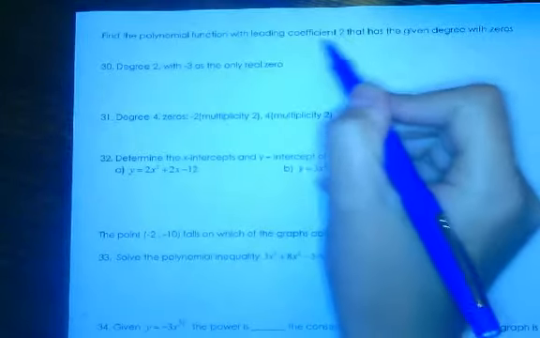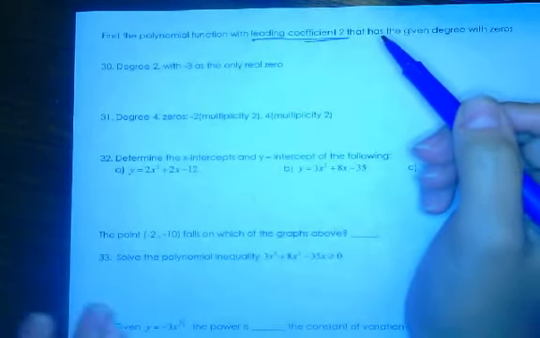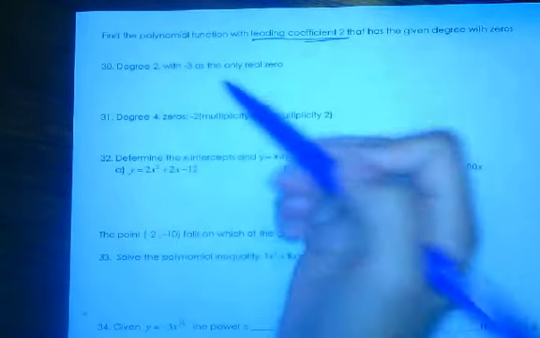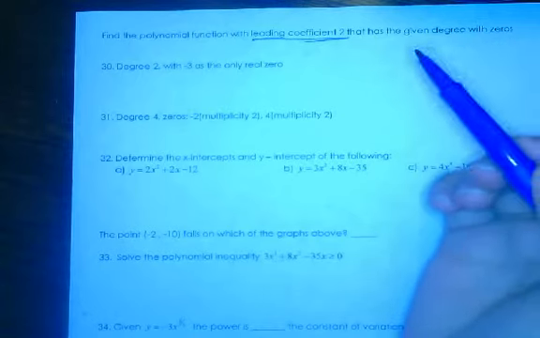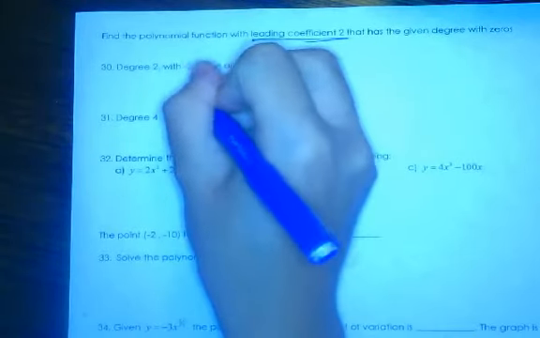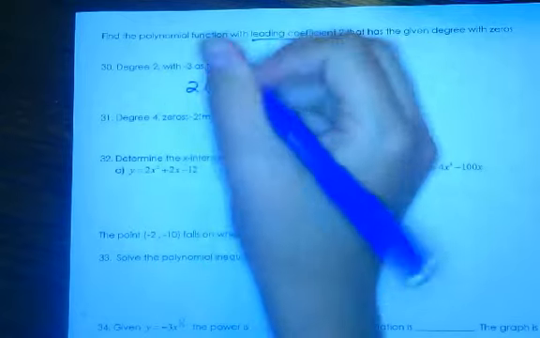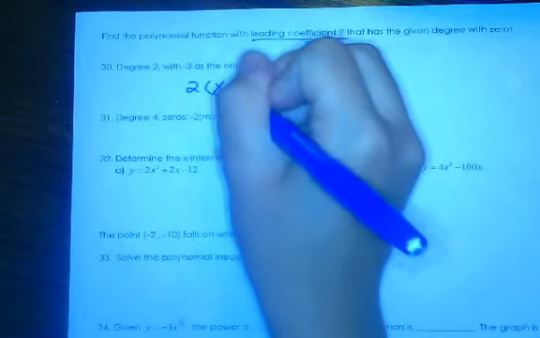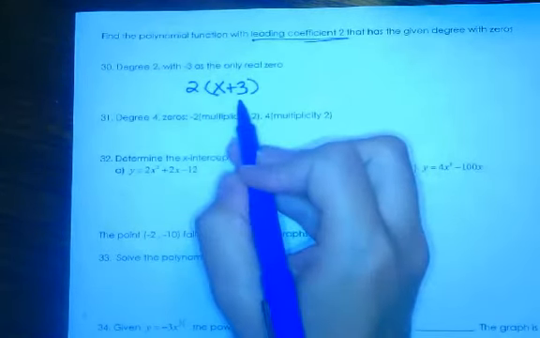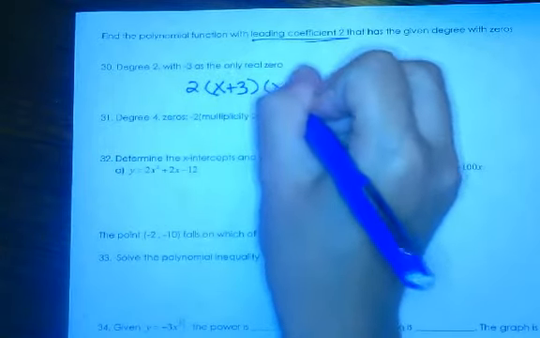So it says, write a polynomial that would have a leading coefficient of 2, and this one says a degree 2 with negative 3 as the only real 0. And we are going to let you leave these in factored form on the test. So something like this, you would just do a 2, has to have a leading coefficient 2. And then if negative 3 is the 0, then it would have been an x plus 3 as the factor. And so part of you might think that's good, but remember, it has to be a degree 2, so you would have needed 2 of those.